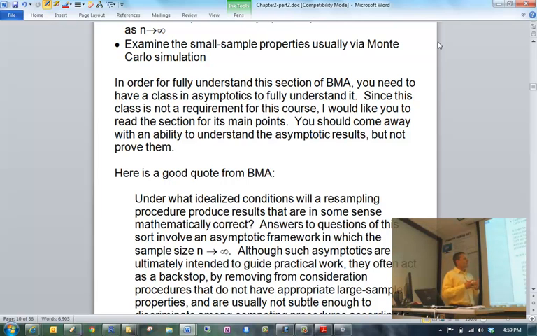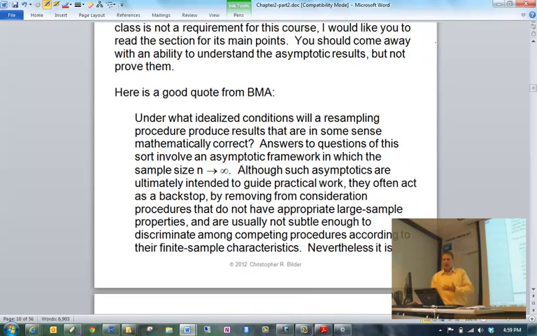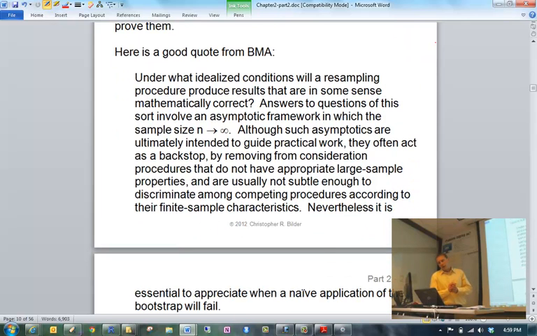So what this section of the book focuses on is evaluating the bootstrap in an asymptotic sense. And here's a very good quote from the authors of our book to describe what they are interested in doing in this section and why they are interested in doing it, and also the problems with doing it as well. So let me just simply read this to you. Under what idealized conditions will a resampling procedure produce results that are in some sense mathematically correct? How do you define mathematically correct? Often people say as n goes to infinity, you get what you expect.